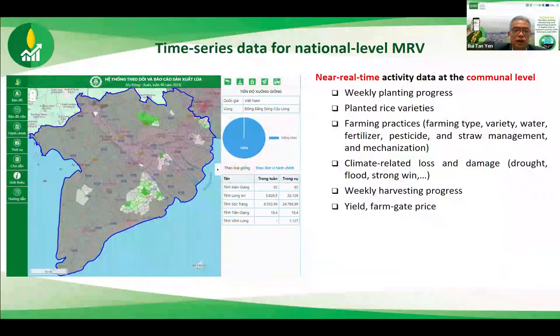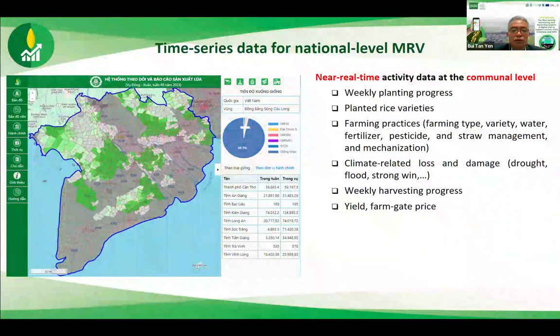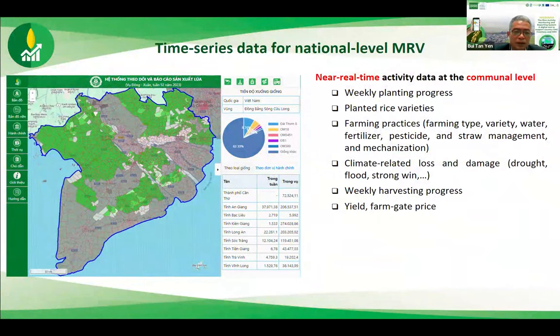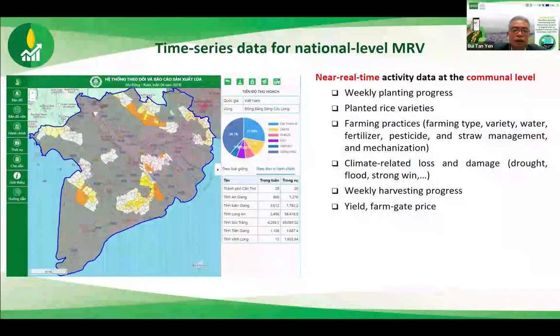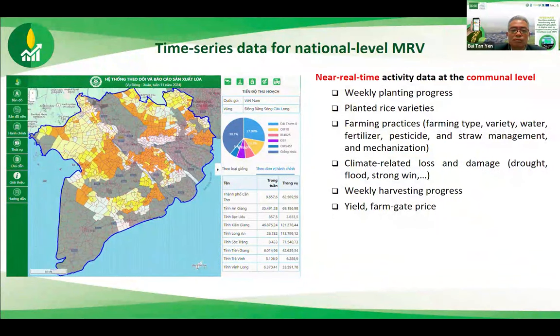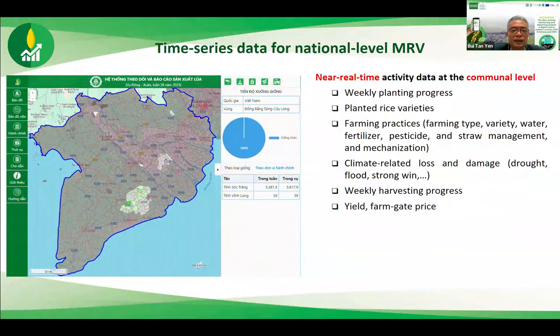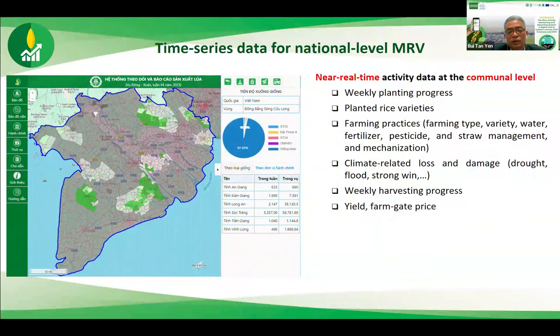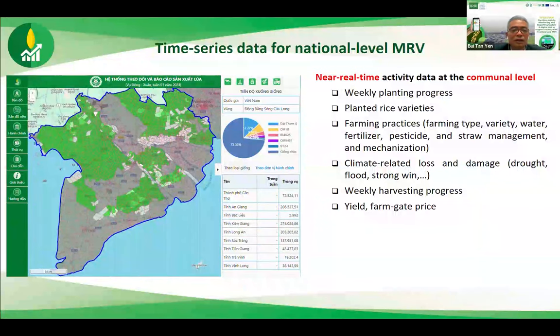This slide demonstrates how the time series data for national level is recorded and displayed in RiceMoRe. From this animated image, you can see the planting progress of rice at the commune level in the Mekong Delta of Vietnam, and also the change in the proportion of rice variety per week. Every week when the commune completes the planting, they also report how many hectares of rice variety A, rice variety B in their area.